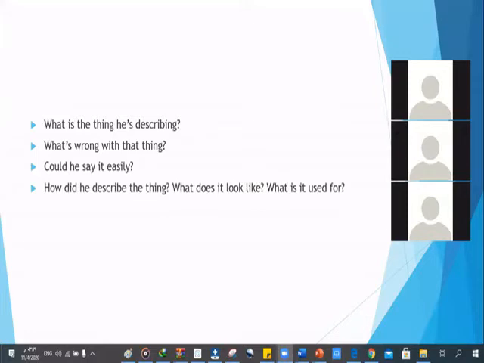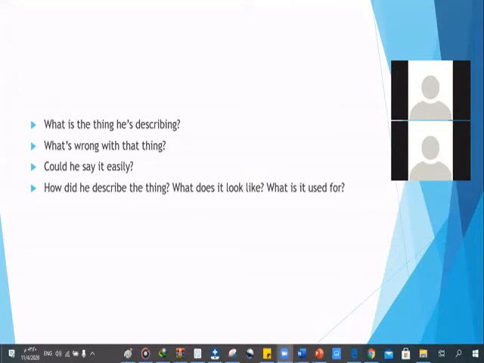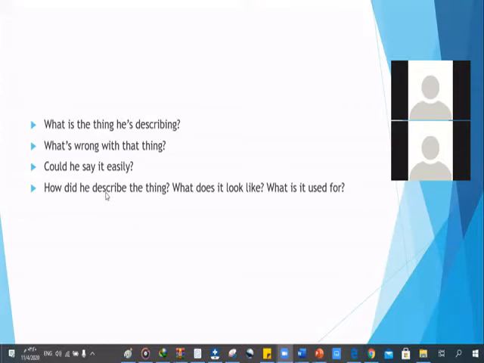He described food, yes. Okay, so do you agree with Aya? Yes. Yeah, we agree. So what's wrong with that thing? He described food, so what's wrong with the food that he was talking about? It was burning. It was burning, yes, so the food was burning. So, could he say it easily? Could he say it easily? No. Let's see. What do you think? No, he takes time when he remembers the word. Yes, so he took time to remember the word.